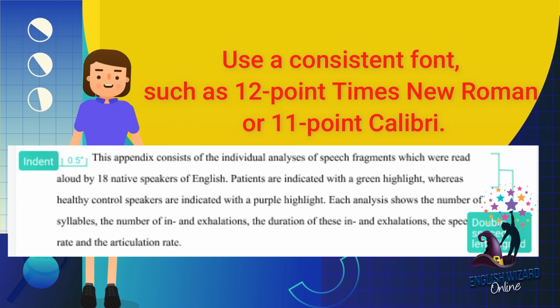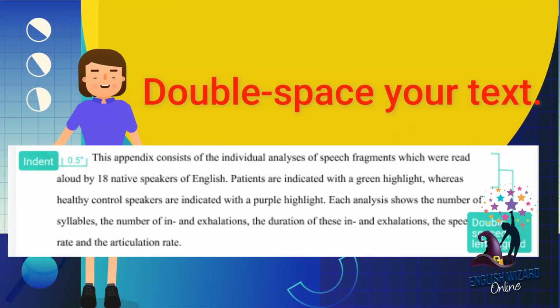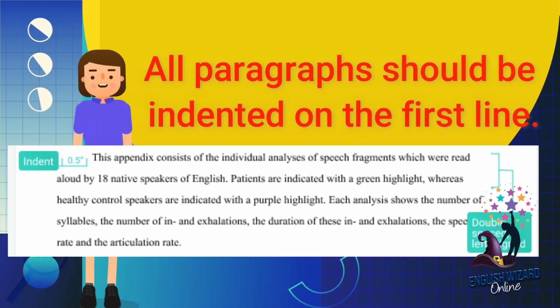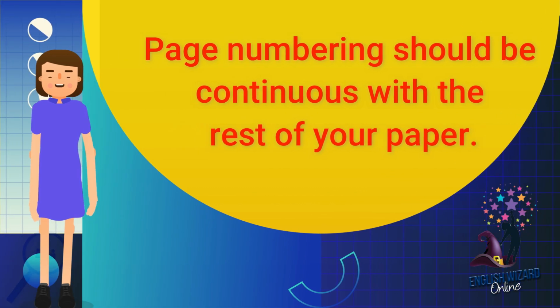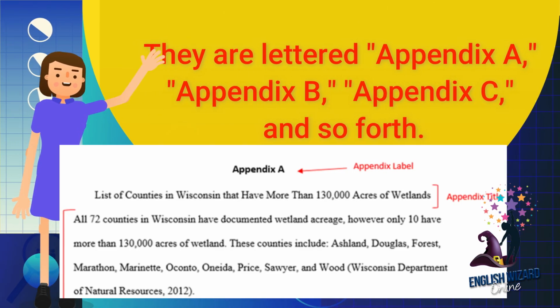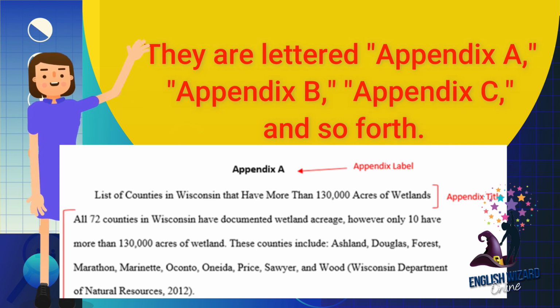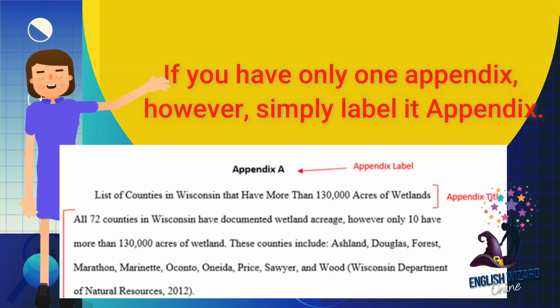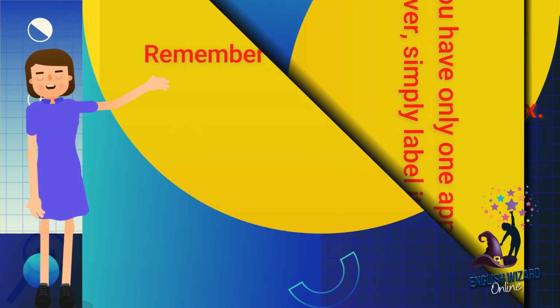Use a consistent font, such as 12-point Times New Roman or 11-point Calibri. Double space your text. All paragraphs should be indented on the first line. Page numbering should be continuous with the rest of your paper. They are lettered Appendix A, Appendix B, Appendix C, and so forth. If you have only one appendix, however, simply label it Appendix.